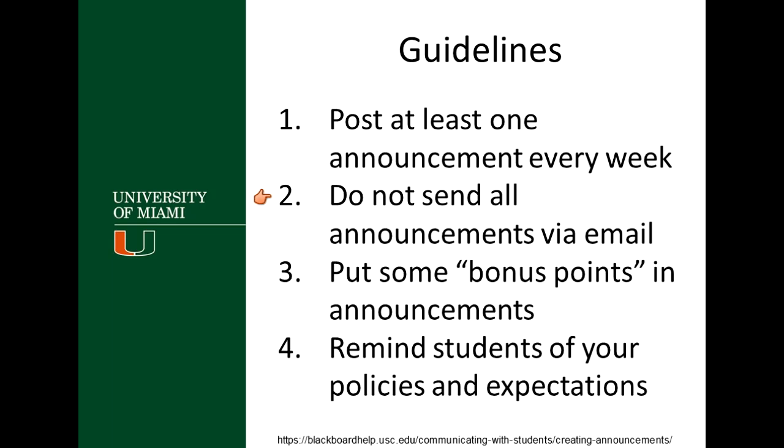Number two, I already talked about this, do not send all announcements via email. Students get enough email. If it's important, send them an email so that they'll be informed of it, particularly if it's time sensitive. But if it's not, just put it in the announcements area. And if students start complaining and saying, I didn't know that you posted that there, send them to us, Blackboard Help, and we'll show them how to set it up so that all of your announcements will send them an email.